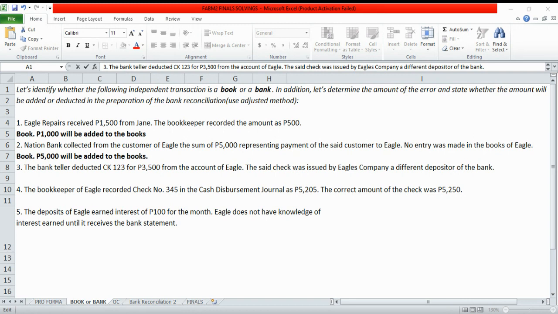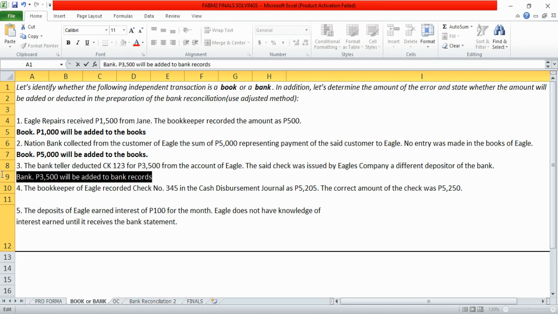Okay, let's proceed. For a moment, I will write the answer. So that is bank. And how much should be added? That is 3,500 pesos. And what is your analysis? That is an example of deposit in transit, DIT. Under bank, what we add is what we call deposit in transit.